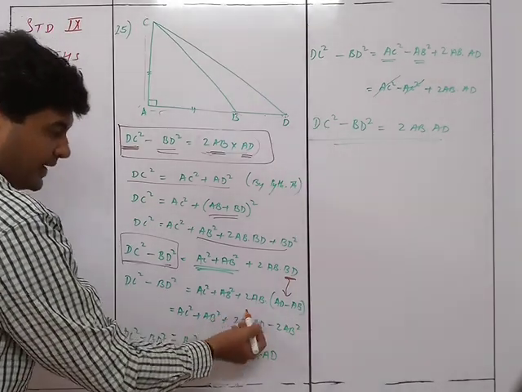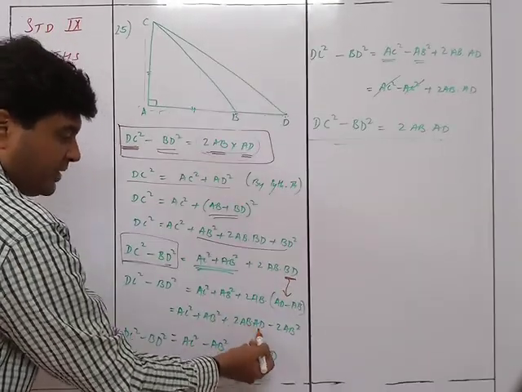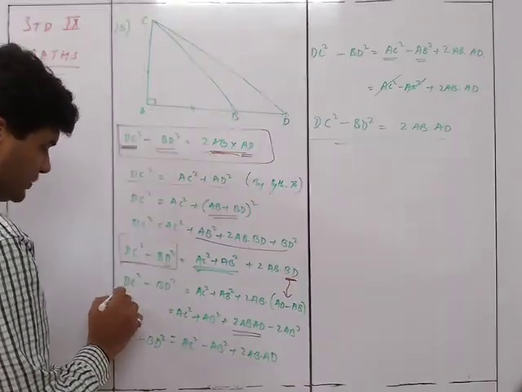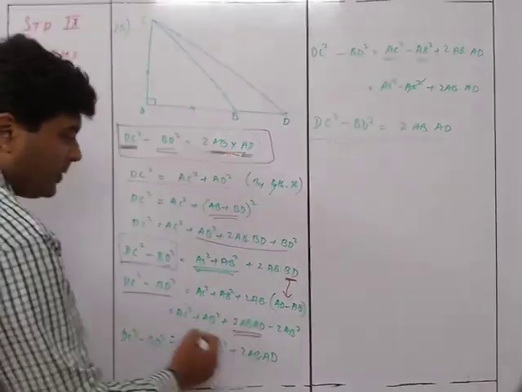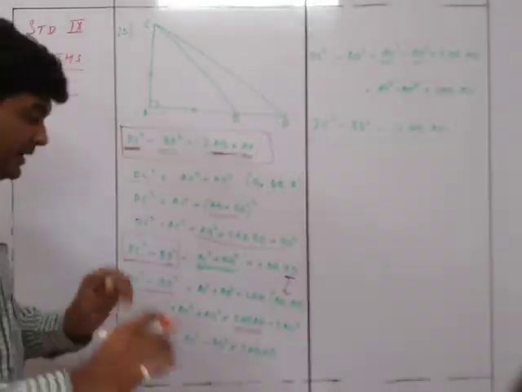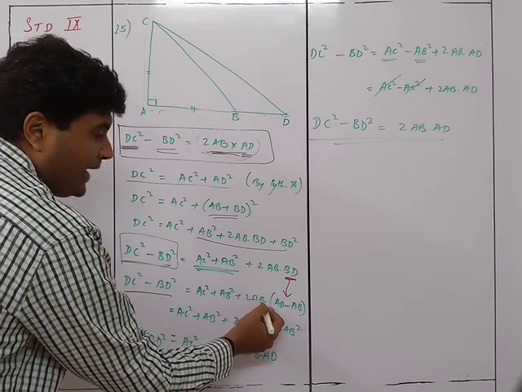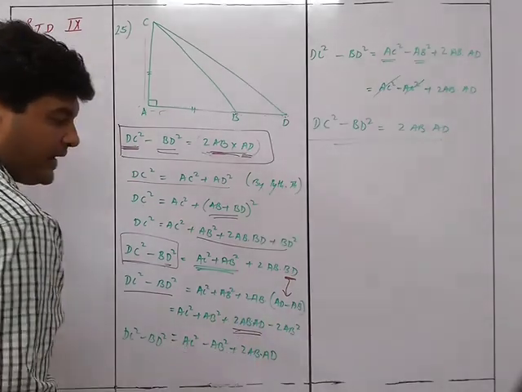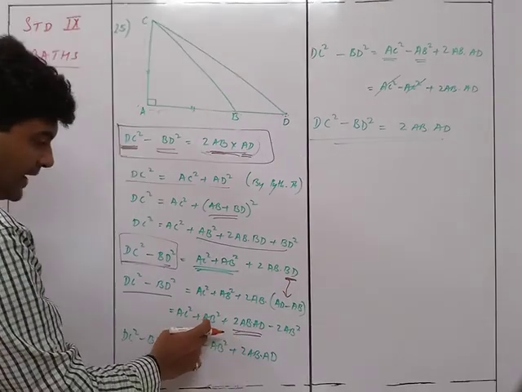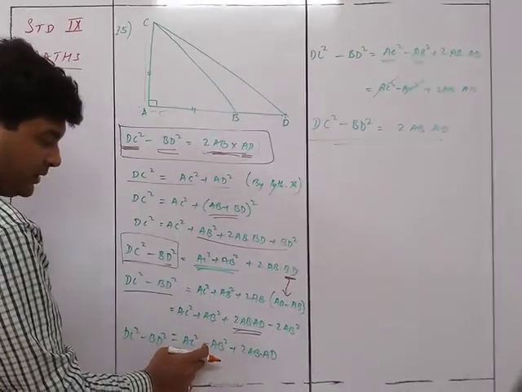Now you open the bracket. 2AB into AD is 2AB AD. यानी चलो ये तो मिल गया मुझे, ये यहाँ पे जो चाहिए था वो मिल गया मुझे. So मुझे ये मिला है, ये मिला है. अभी जो भी है उसको कैसे भी करके कैंसिल करना है. Right? So this is 2AB into AB is 2AB square. So 2AB square is minus, this is plus, so this will become minus AB square.